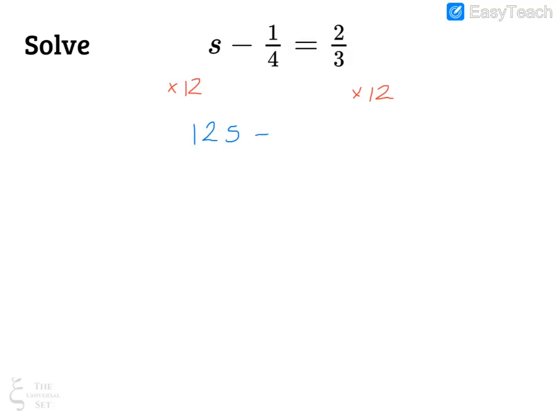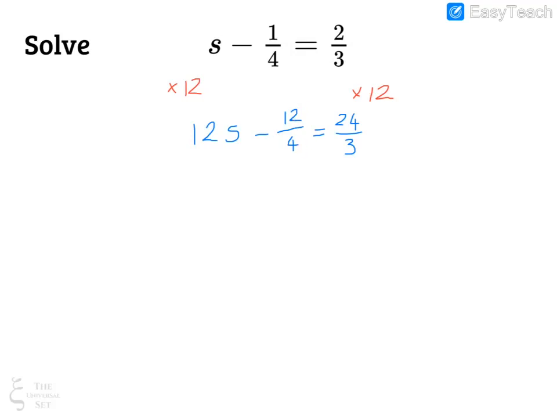I'm going to have 12 times 1 quarter, so that's 12 quarters. And I've got 12 times 2 thirds, so that's 24 thirds. Good. Right, now let's think about the point of this was to get rid of our fraction bit, so let's check we've actually done that.